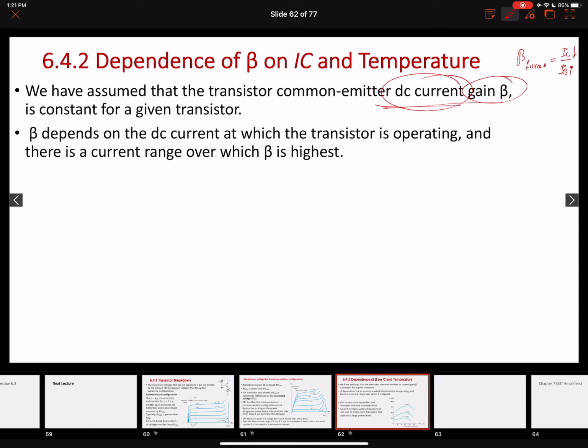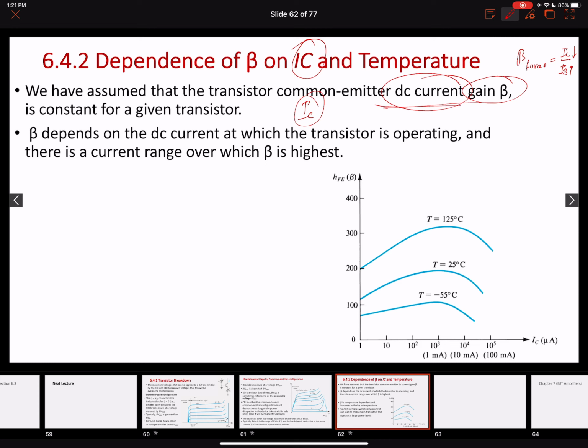So this statement is not entirely true as well, because the value of this DC current gain beta also depends on two parameters. It depends on the temperature at which we are operating the transistor, and it also depends on the value of the current, more precisely, collector current, IC. All right. Here's the plot, right? So on the y-axis we have beta, on the x-axis we have collector current. So let's look at both of them.